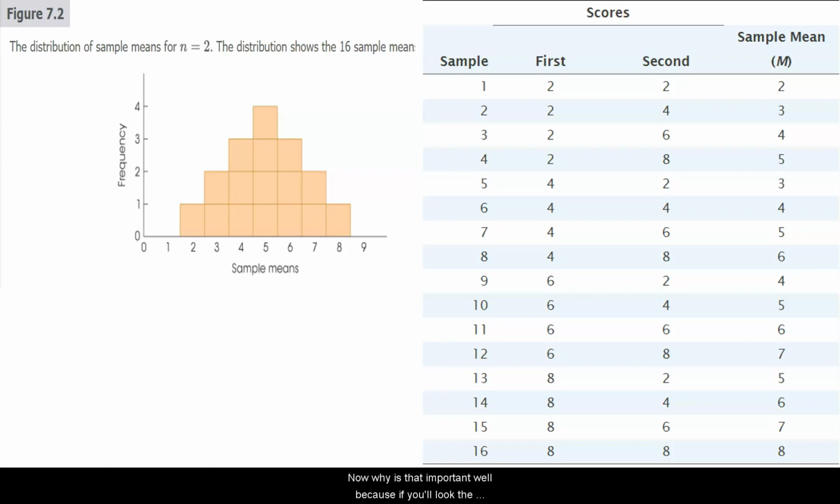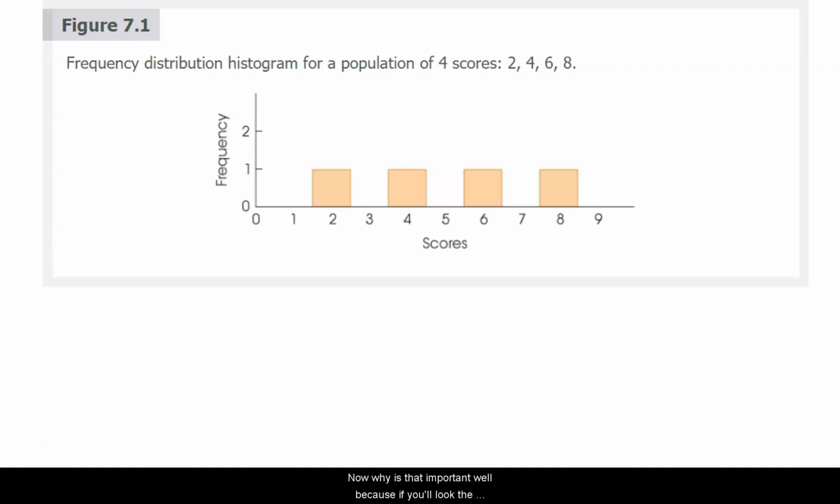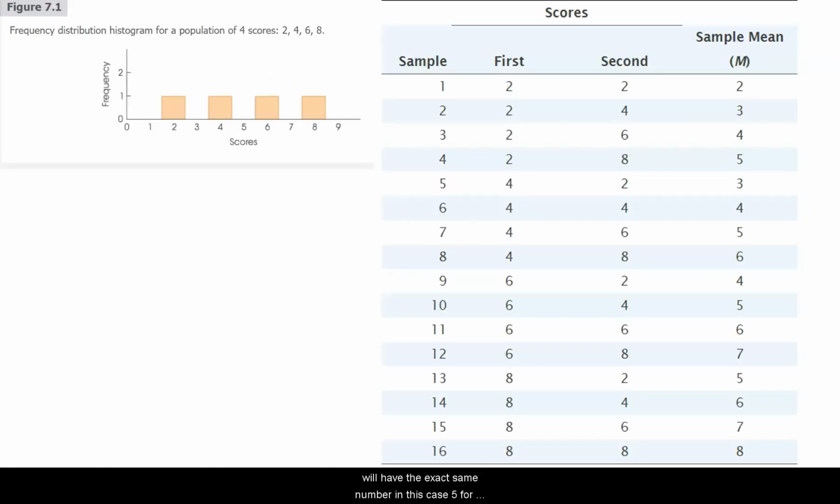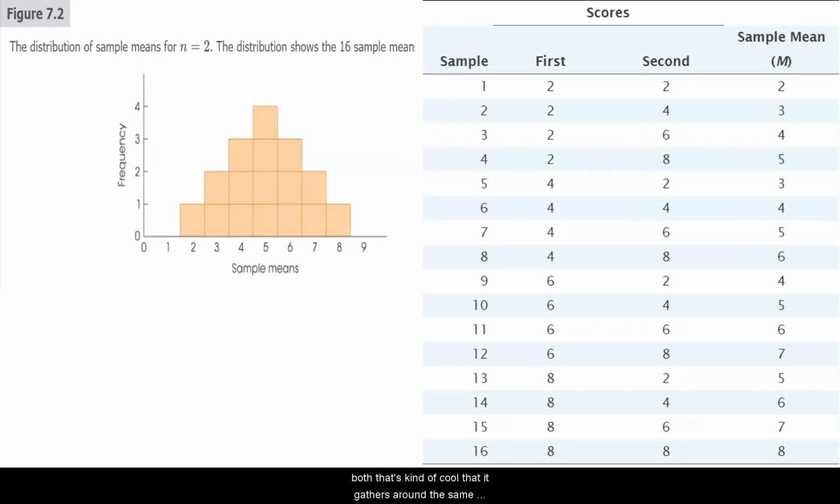Now, why is that important? Well, because if you'll look, the original population had a mean of 5. That's kind of cool, isn't it? So the mean of the original population and the mean of the distribution of sample means will have the exact same number. In this case, 5 for both. That's kind of cool that it gathers around the same mean. And this is, by the way, what I just described, that the mean of the distribution of sample means and the mean of the original population from which it came are the same number. That's part of what we call the central limit theorem.